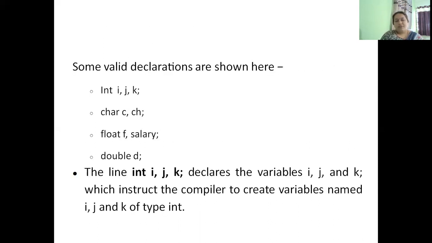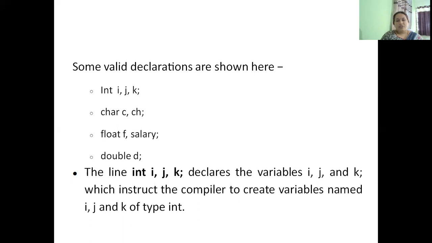Some valid variable declaration statements are int i, j, k. So here i, j, k are three integer variables which I am declaring. Next we have char c, ch. These two are character data.